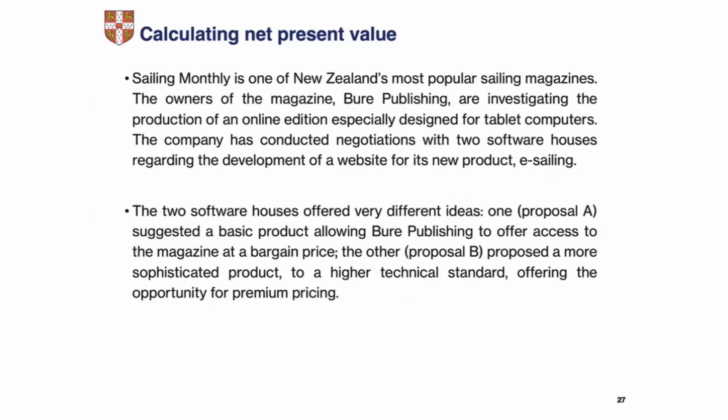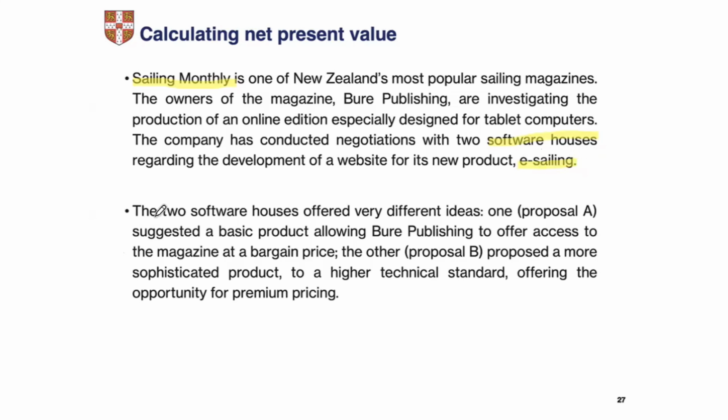All right. So let's read the question. Sailing Monthly is one of New Zealand's most popular sailing magazines. So this is a business that produces magazines. The owners of the magazine, Bureau Publishing, are investigating the production of an online edition. So this is a physical, hard copy magazine, and they want to go online, they want to go digital. They are investigating the production of an online edition, especially designed for tablet computers. The company has conducted negotiations with two software houses regarding the development of a website for its new product, e-sailing. So that's the name they've given to their online magazine. The physical magazine is called Sailing Monthly, and then they want to go digital, they're calling it e-sailing.